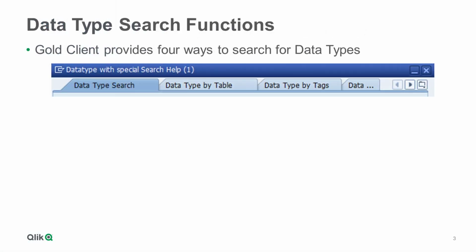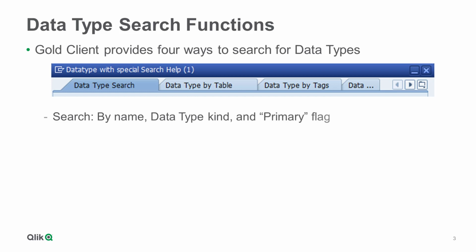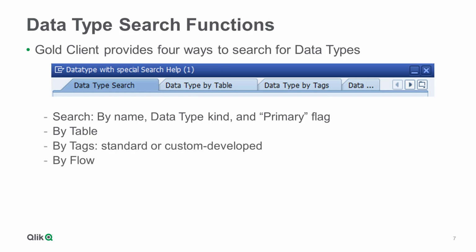Gold Client provides to the user 4 search functions: a generic or default search, which offers a few different inputs of name, kind, and primary flag; a search that is primarily based on table name; a search by tags; and a search by flow or relationship. These functions are listed from left to right in the search window from the most to least frequently used. You can see these searches in the screen capture on this slide. This video will focus on only the first 2 search functions.